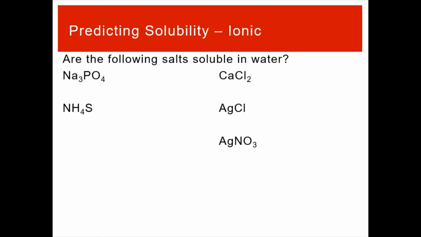When we're determining whether or not salts are soluble, we can use our rules. And it's always going to be based around the ions. So we want to take each of these compounds, figure out what ions are contained in there, and then use our rules. So let's take a look at doing that.